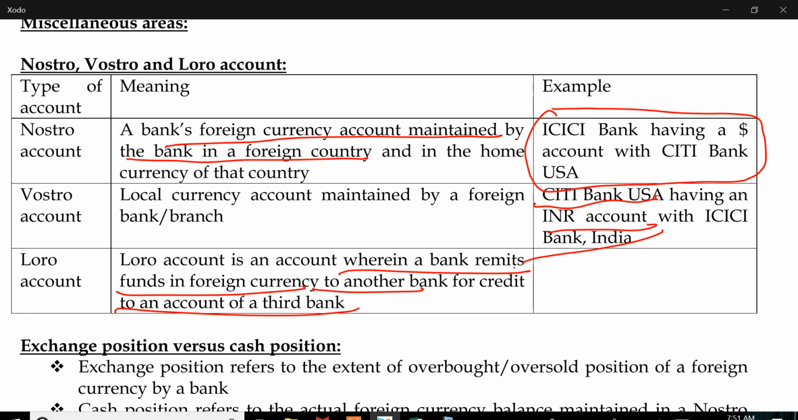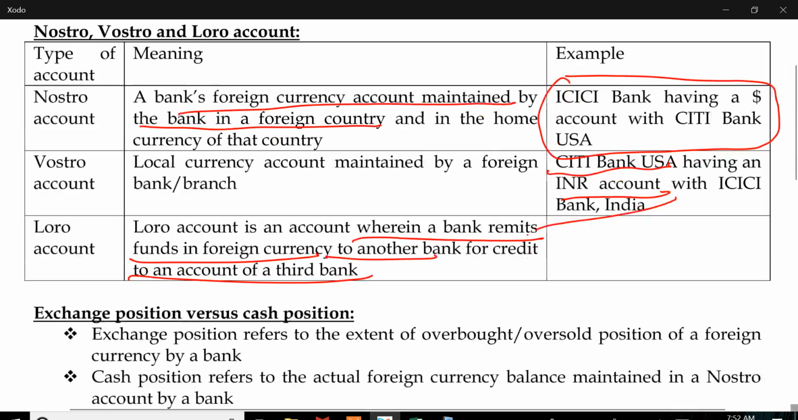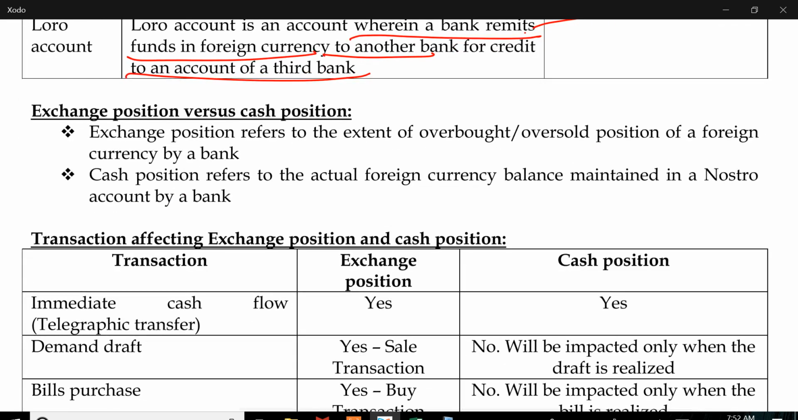What is Nostro, what is Vostro? Technically, I think the definition is: Nostro is our account with you, and Vostro means your account with us. That is, your account is the Citibank account with an Indian bank, with ICICI Bank in India. So these are the three forms of accounts. From a problem solving point of view, maybe in one place I may tell you to understand this.